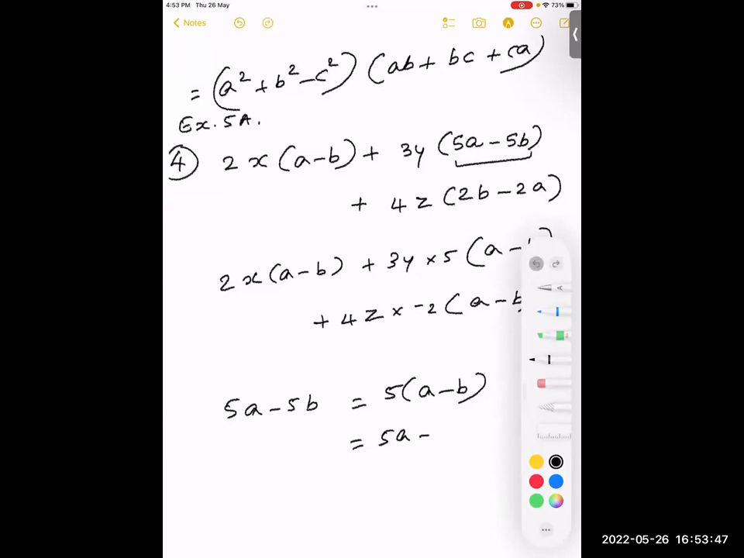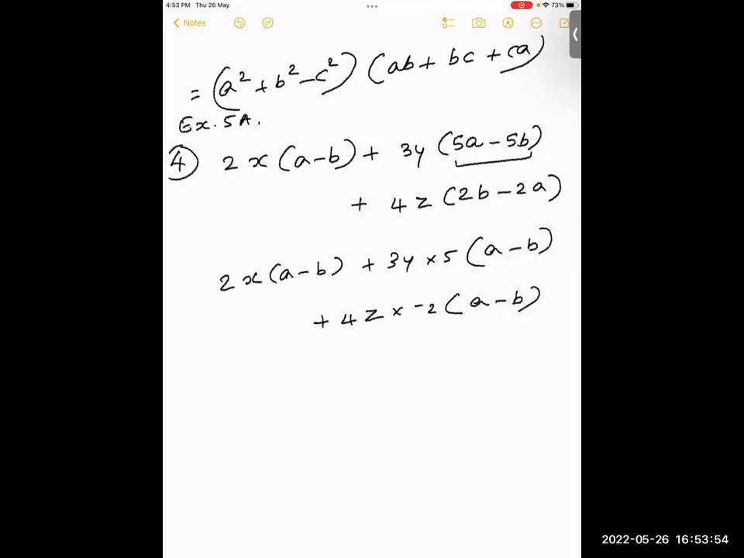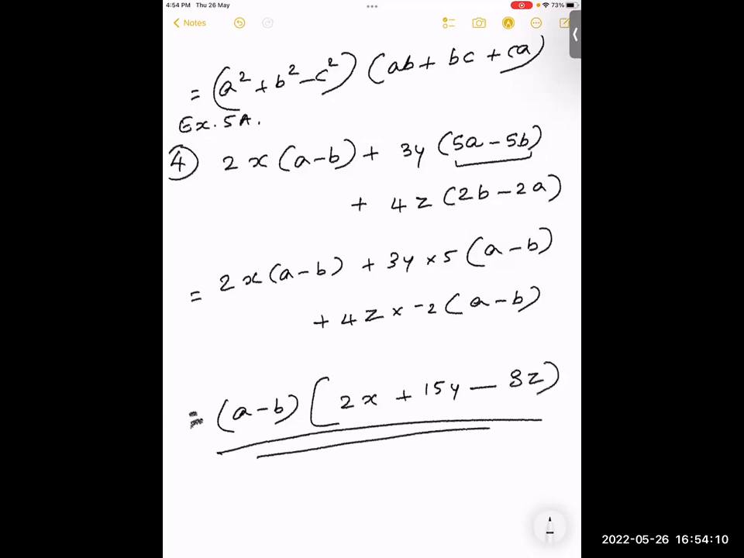So this is what you have to do. This is what is meant by taking common factor out. So now a minus b is out. Take a minus b out, and you are left with 2x plus 15y minus 8z. That's it. Okay.